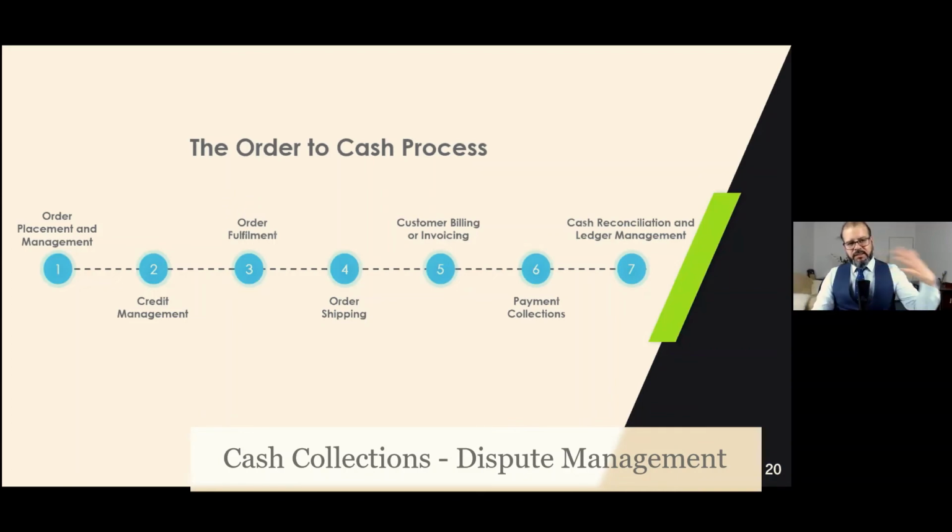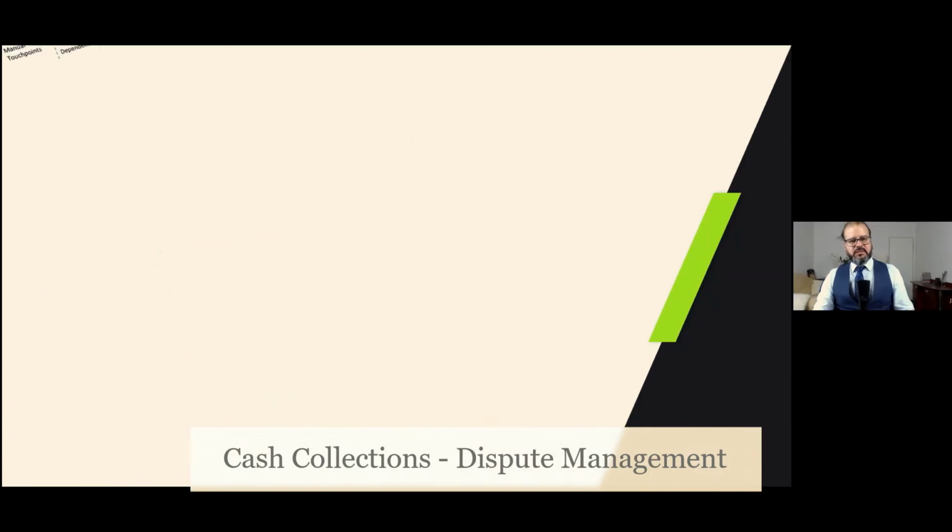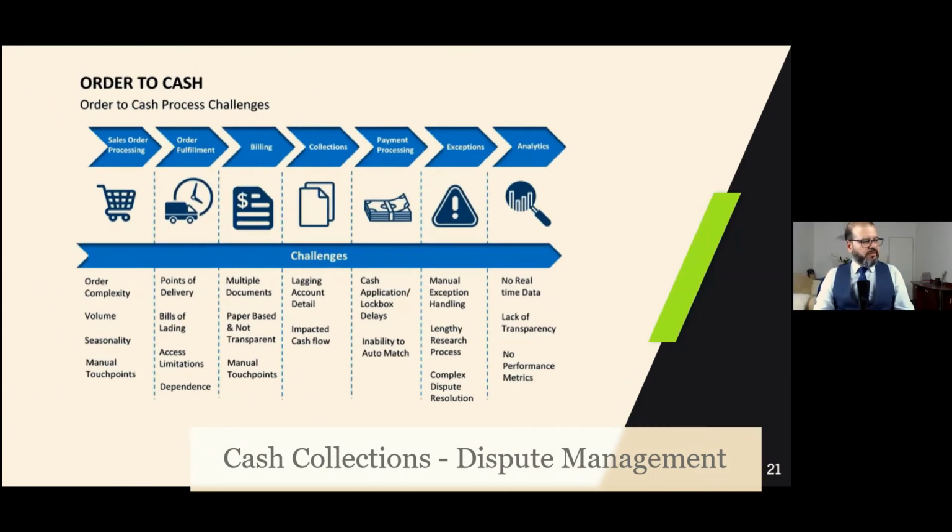So let's go a step further into this order to cash process. When we look at the processing itself, we have complexities of orders, we have volumes, we have seasonality, and we have manual touch points.